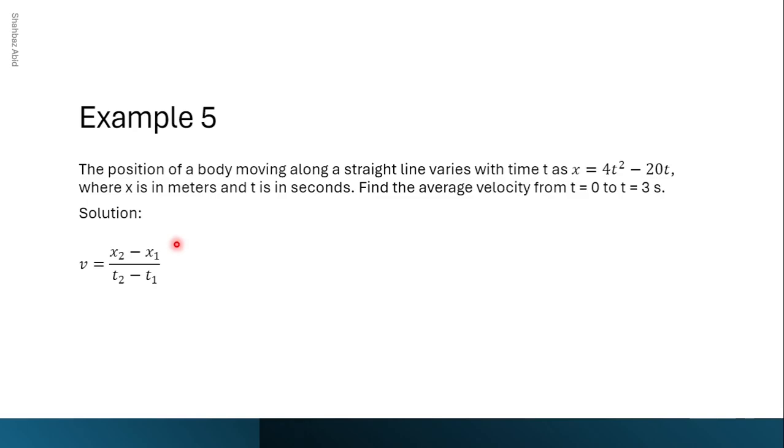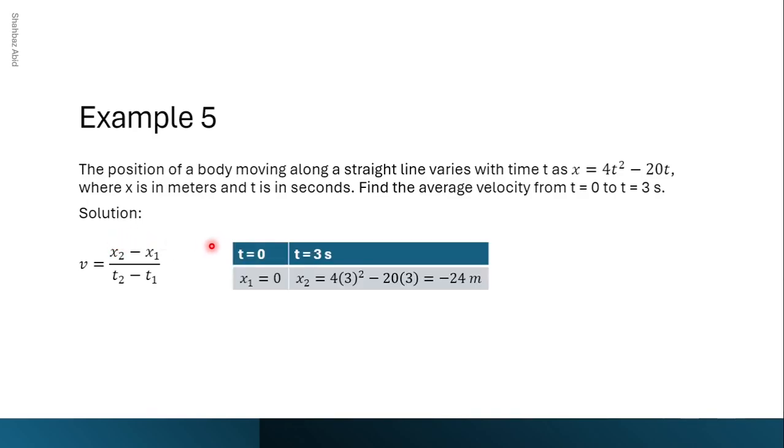Since it is average velocity, the average velocity is delta x over delta t. I need to know x1 and x2, so I have to substitute t equals 0 and t equals 3 seconds to get x1 and x2. x1 is equal to 0 and x2 is equal to minus 24 meters. If I substitute x2, x1, t2 and t1 in the formula, I get minus 8 meters per second, and again negative indicates that I'm moving backward. In the case of the graph, this means the slope of the graph is going to be negative. It's going to decline.